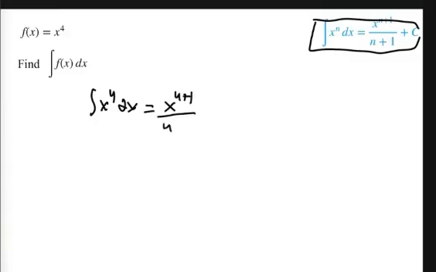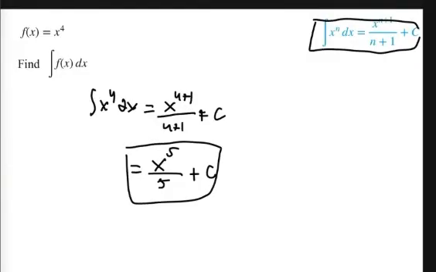So that sounds pretty complex. So here, we can write n equals 4, right? That means that we add 1 to the exponent and divide by the new exponent. So the integral is equal to x to the power of 5 over 5 plus c. And that's it. Pretty simple start.